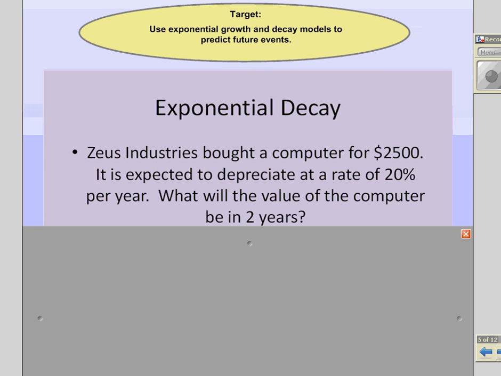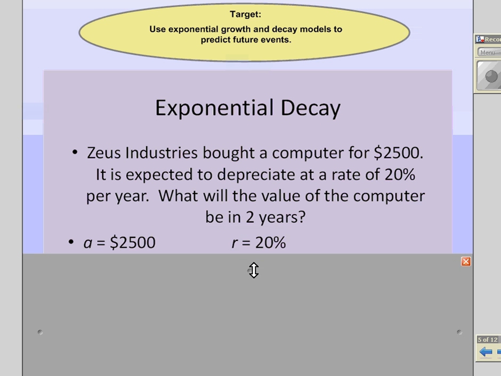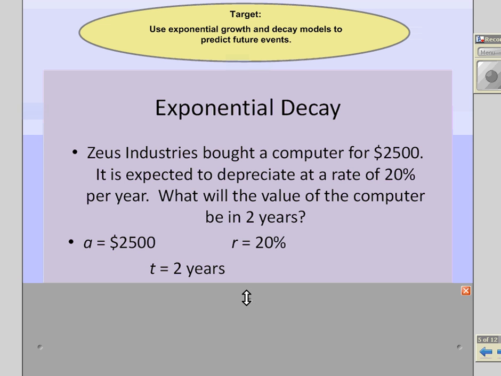Car depreciation is an example of exponential decay, and we have an example right here. It's an example of decay of a computer's value. This industry bought a computer for $2,500. It is expected to depreciate at a rate of 20% a year. What would be the value of the computer in 2 years? So some of the important information is the initial value a is 2,500, the rate of decay is 20%, and the time is 2 years.